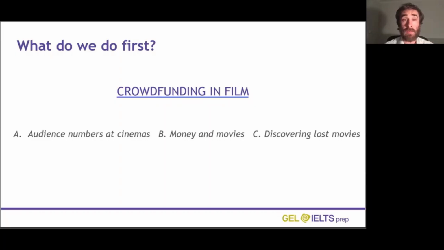So this text will probably be about B, money and movies. In the word crowdfunding, you might recognize the word funding. This is related to providing money. And of course, film is a synonym of movie. So we know that this text is probably going to talk about economics and money, and it's going to talk about the film industry.